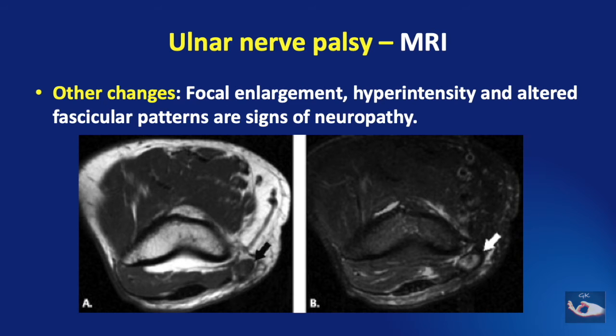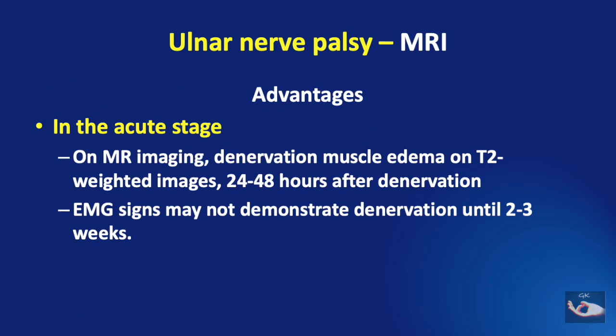Other changes like focal enlargement, hyperintensity and altered fascicular patterns are also signs of neuropathy, as seen in this patient where the ulnar nerve shows neuropathy at the level of the elbow. The MRI is a useful imaging tool both in the acute stage and in the chronic stage.